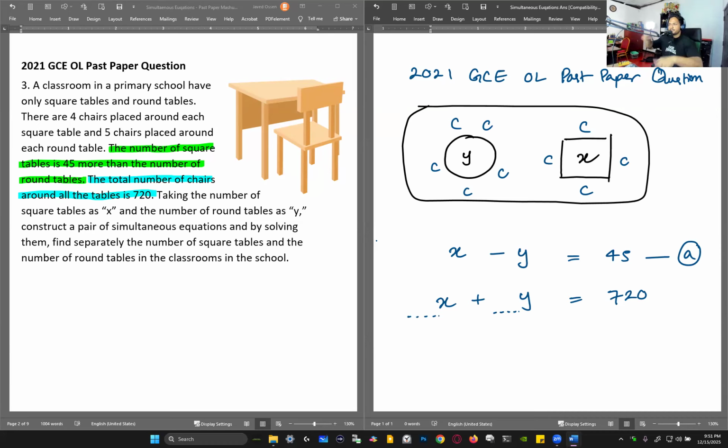If you know the answer, drop it in the chat. Exactly, Miss Fatima gave me the answer. X multiplied by 4, there are 4 chairs around X. The reason why I could confidently and easily answer is because I drew a diagram.